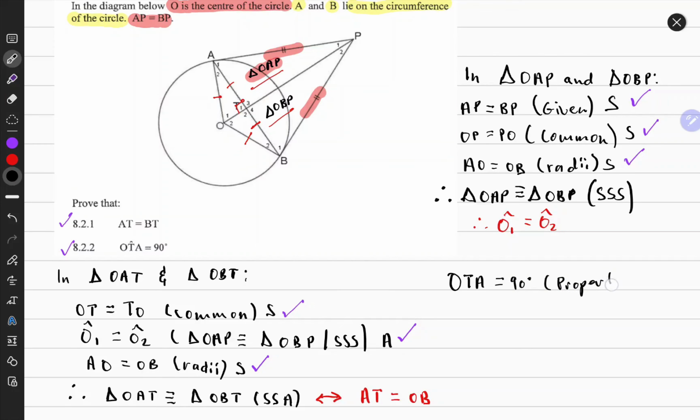Properties of a kite. And this is because quadrilateral OABP is a kite because pairs of adjacent sides are equal.